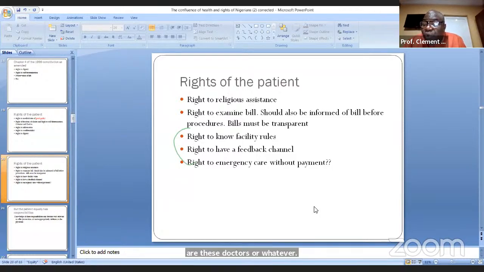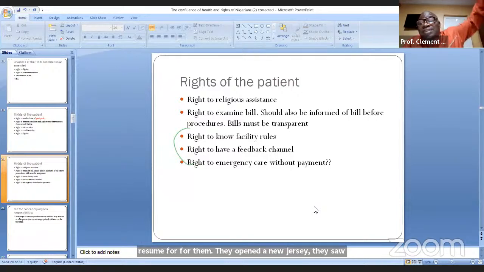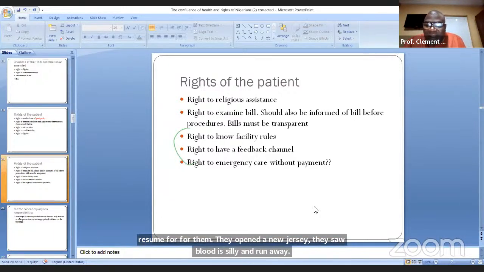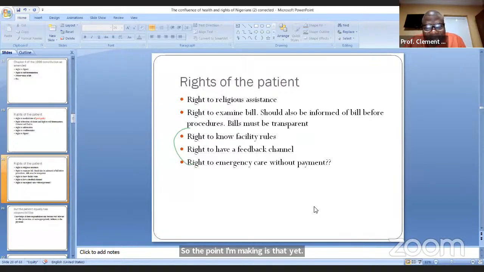So they went into the cubicle and they took a razor blade. They were making scarification marks on the aneurysm. Unfortunately for them, they opened the aneurysm, they saw blood in the ceiling, and they ran away. So the point I'm making is that yes, they can have their religious assistance, but under regulation. That's the point I'm making there.